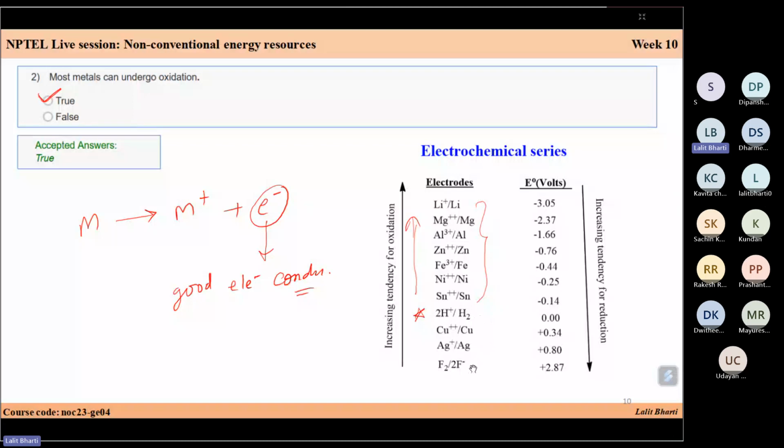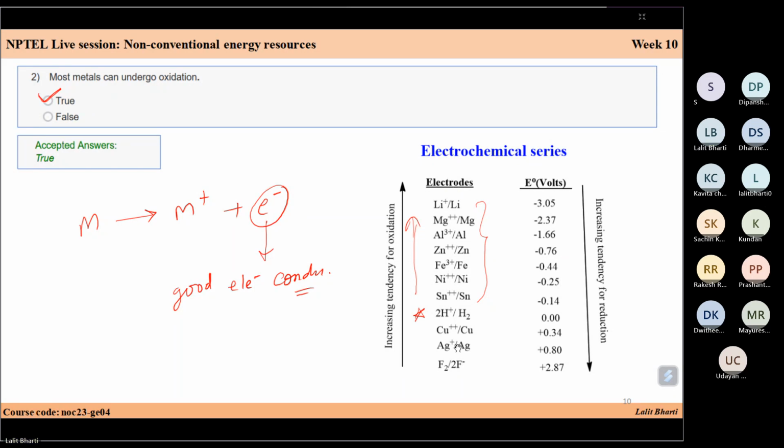And if you see Ag and other types of metals, these are much less prone to undergo oxidation. These are quite stable, which is why they are used in ornaments, let's say silver, gold, platinum. They are very hard to oxidize, so they are very stable in nature.